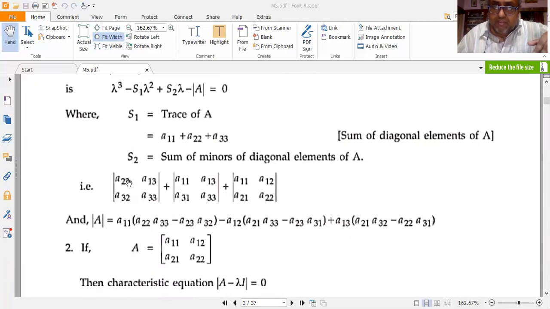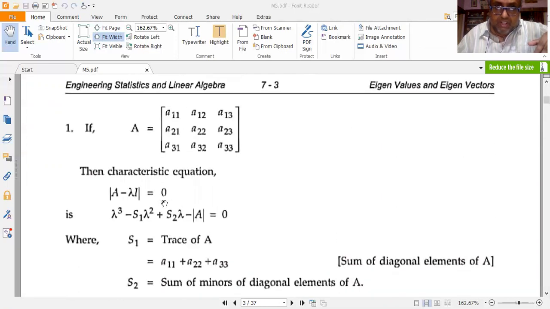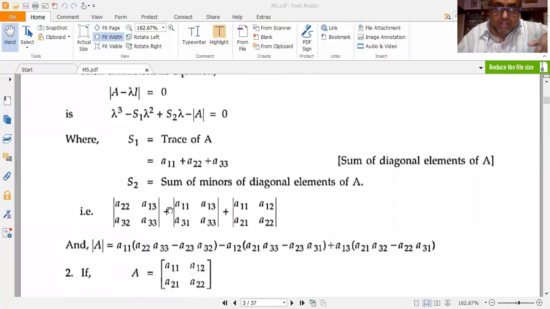The matrix that remains after deleting the first row and first column corresponding to A11 is A22, A23, A32, A33. That is called the minor. Sorry, this is A22, A23, A32, A33.